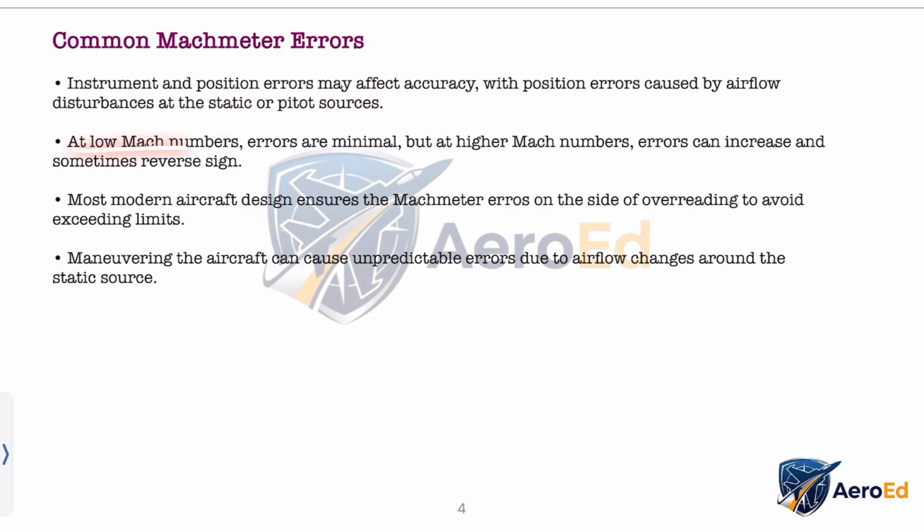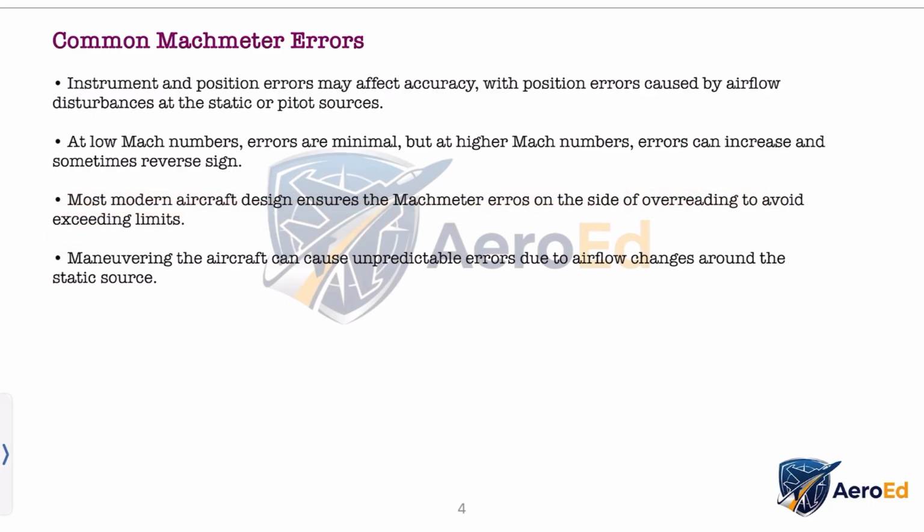At low Mach numbers, errors are minimum, but at high Mach numbers, errors can increase and sometimes reverse sign, meaning that it can even underread instead of overreading and overread instead of underreading. Most modern aircraft design ensures the Machmeter errors are on the side of overreading to avoid exceeding limits.